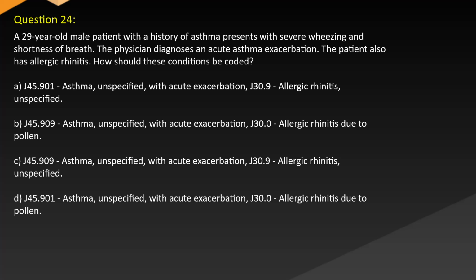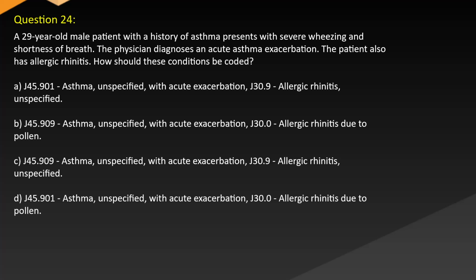Question 24. A 29-year-old male patient with a history of asthma presents with severe wheezing and shortness of breath. The physician diagnoses an acute asthma exacerbation. The patient also has allergic rhinitis. How should these conditions be coded?